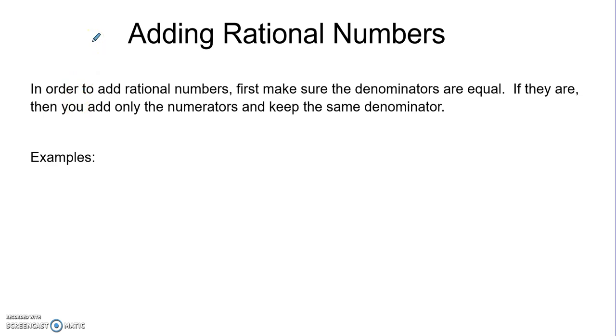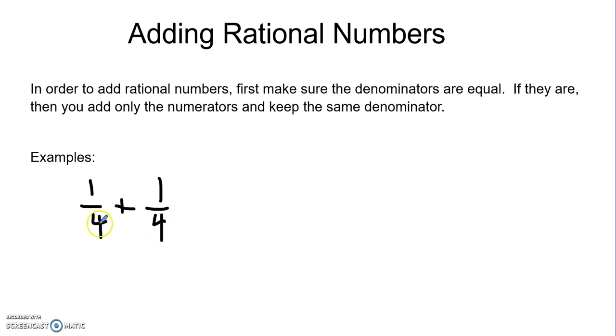This is pretty much adding fractions, which is what we're going to be learning about right now. In order to add rational numbers, you have to make sure that the denominators are equal. If they are equal, then you only add the numerators, and you keep the same denominator. Let me give you an example of that. Let's say you have 1 over 4 plus 1 over 4.